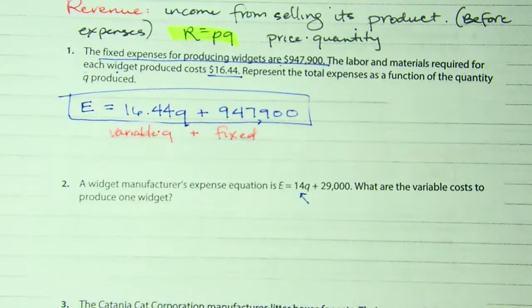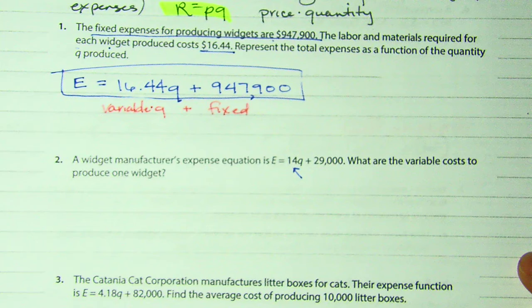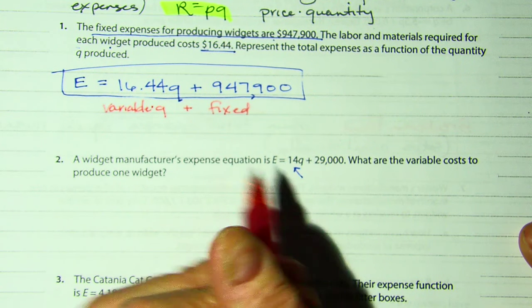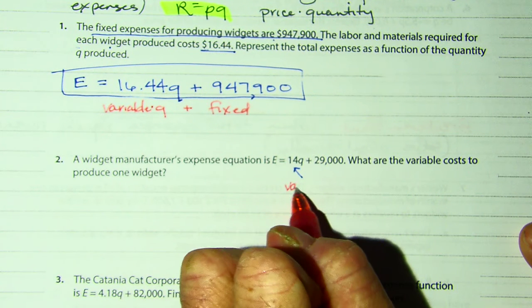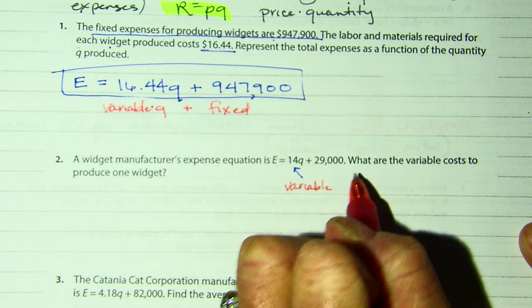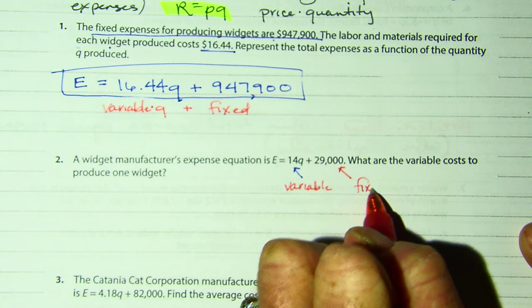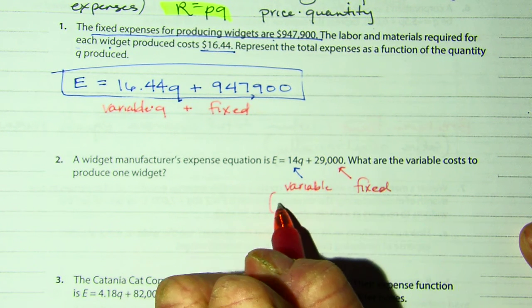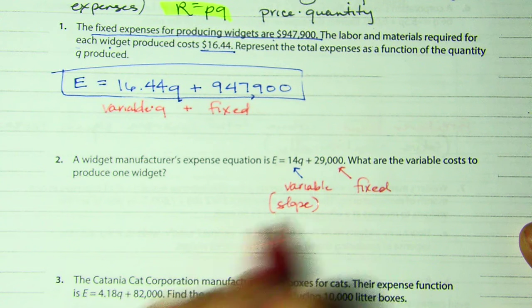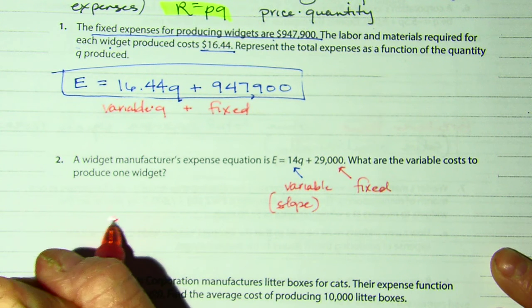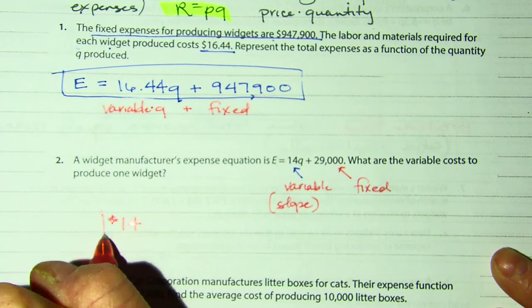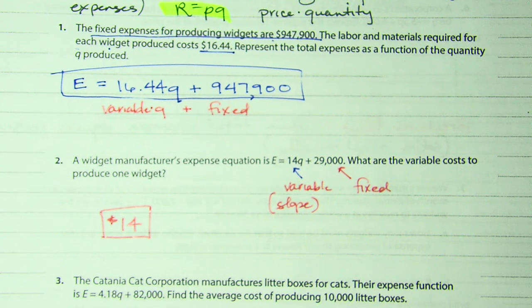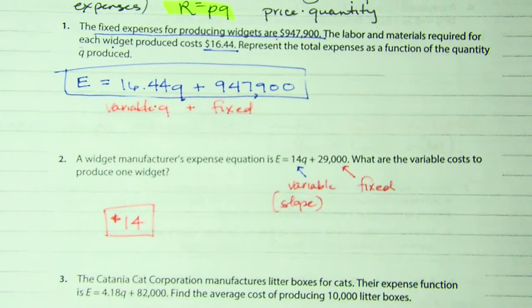So what are the variable costs to produce one widget? I know this $14 is our variable. This right here is our fixed. Variable, this is also our slope, which we will cover later. So it costs $14 per widget based on how that equation is set up. Sorry, there is something wrong with the lens and it's a little blurry, so I was trying to fix that.